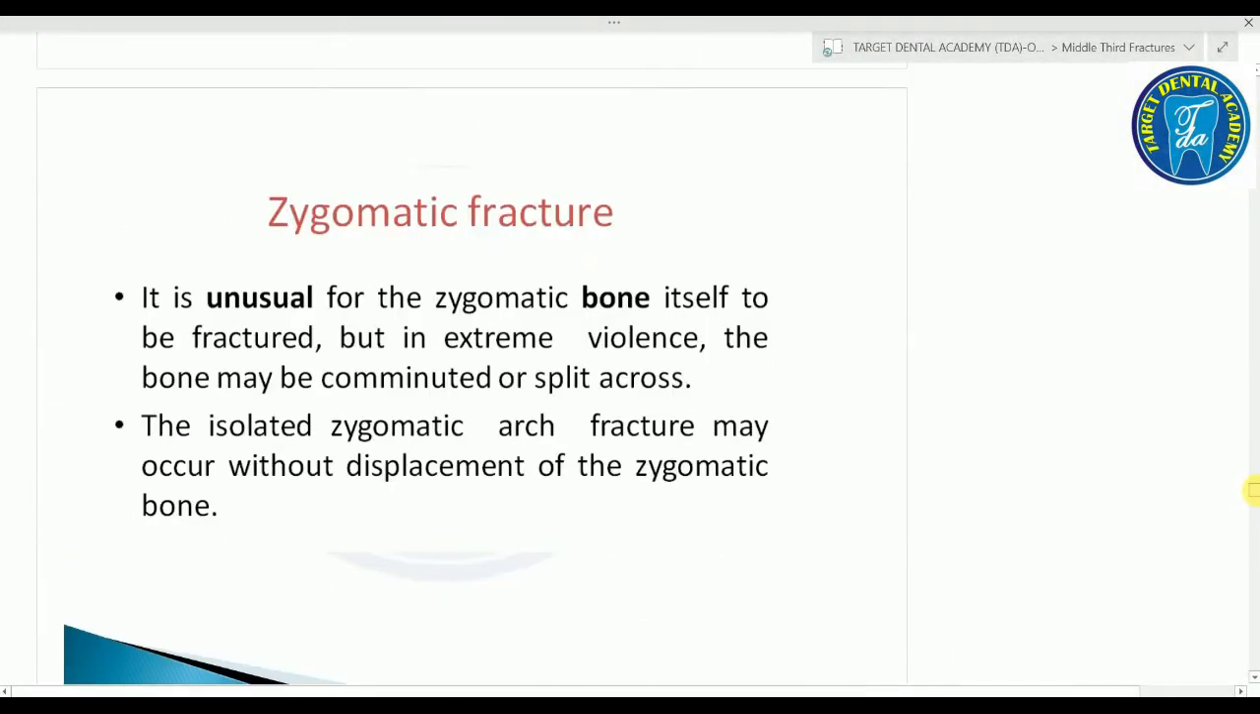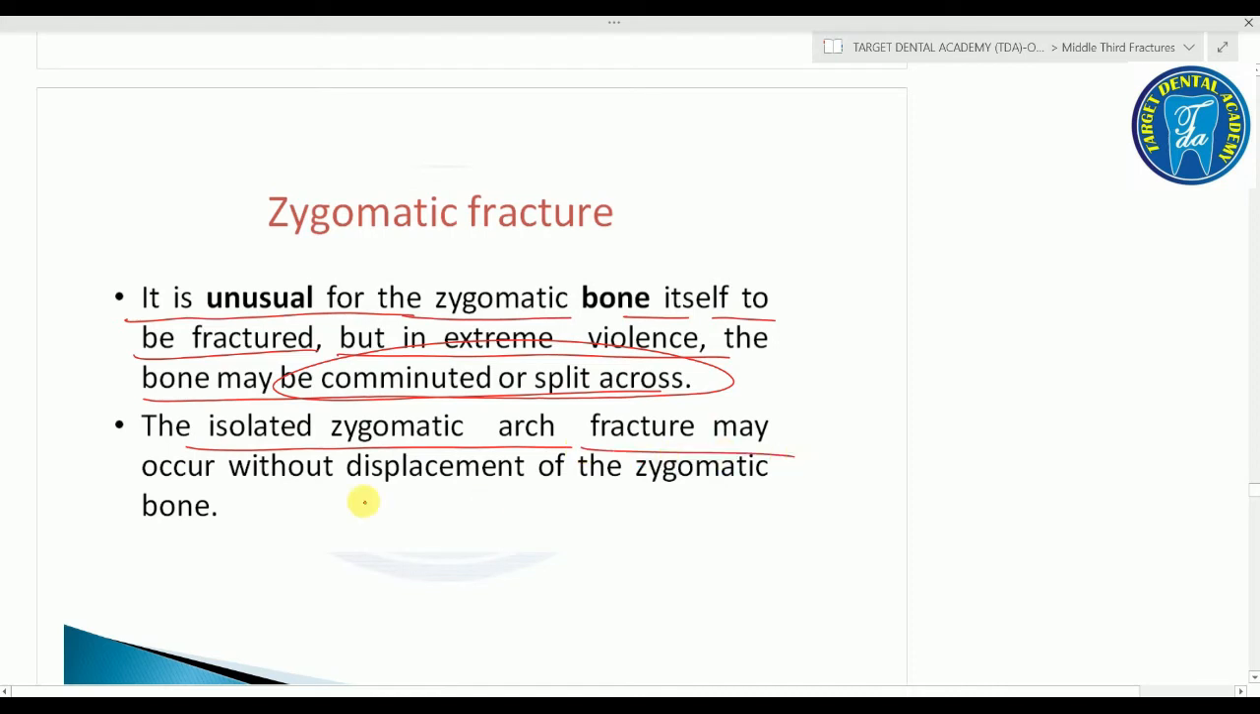So after the Le Fort fracture, the next fractures that we are going to discuss are the zygomatic fractures. It is unusual for the zygomatic bone itself to be fractured, but in extreme violence the bone may be comminuted or split across. The isolated zygomatic fractures may occur without displacement of the zygomatic bone. Important point, please don't get confused.